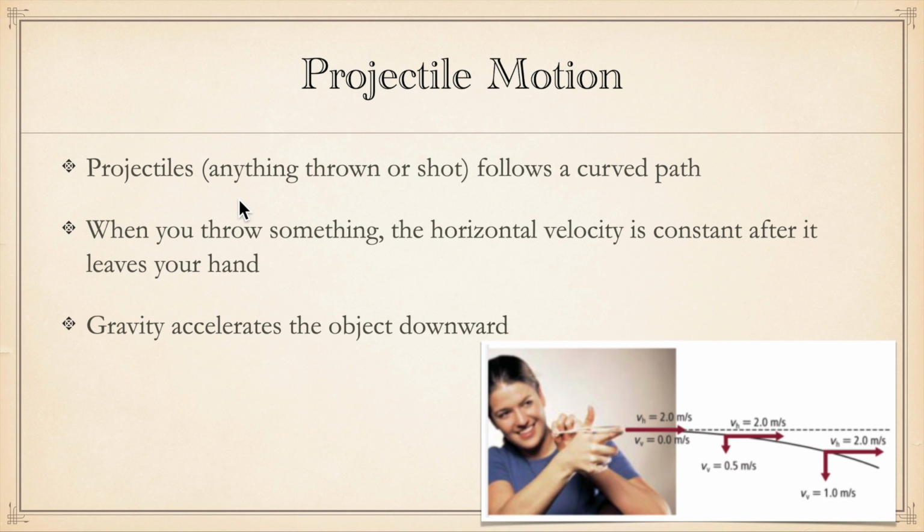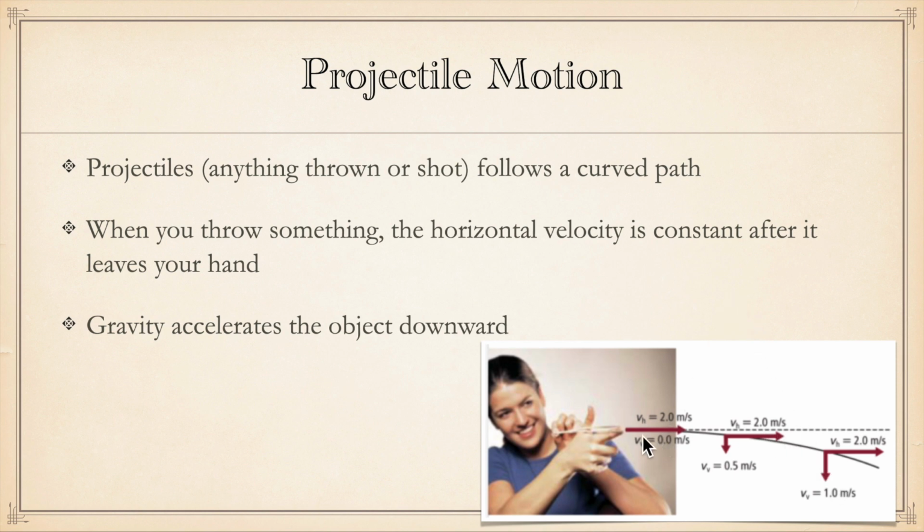So when you throw something, the horizontal velocity is constant after it leaves your hand, but then gravity starts to accelerate the object downward. That's why if you're shooting a bow, you've got to aim higher than your target. Or if you're throwing a baseball, you've got to aim higher than your target. Same with a football or anything else. Any kind of thrown object or object that's shot curves downward. So if you're aiming for a specific target, you have to aim higher than that target because as it travels, it's going to drop.